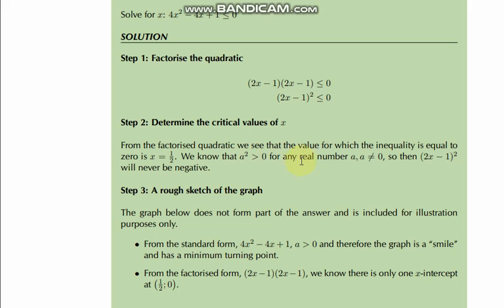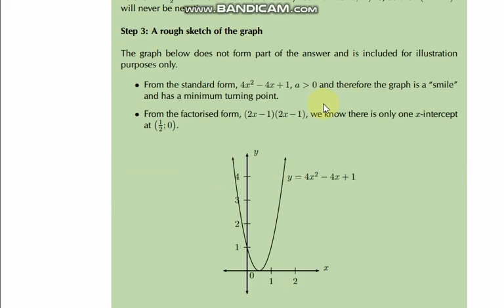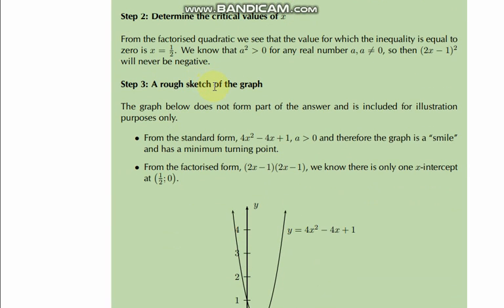For any real number a, a squared will never be negative, so 2x minus 1 squared will never be negative. And if you look at what the question is asking, it's asking where is that function less than or equal to 0?